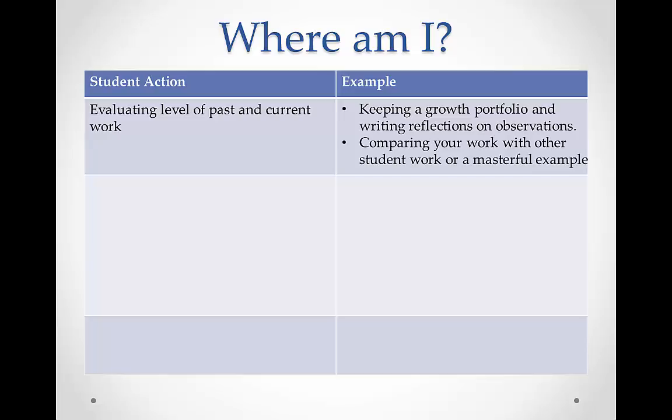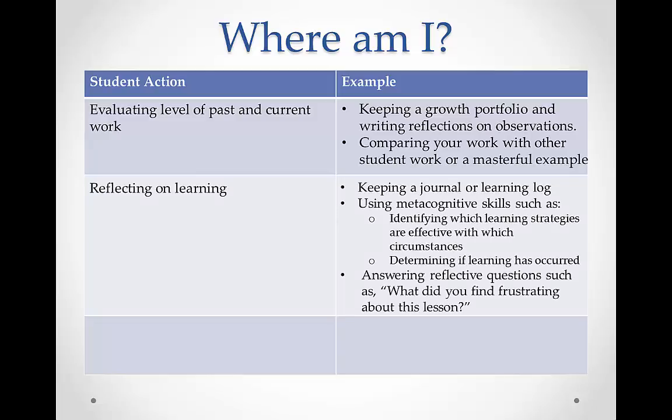When a student sees areas where he has improved, defining where he currently is in his learning journey becomes much easier to explain, especially if portfolios are used to keep track of growth. Portfolios will also be discussed further in a future episode. Students should also reflect on learning. This can easily be done by keeping a learning log or journal. Journals can be a wonderful place to engage students in metacognitive thinking that encourages thinking about effective learning strategies in particular circumstances and determine if learning has even occurred.